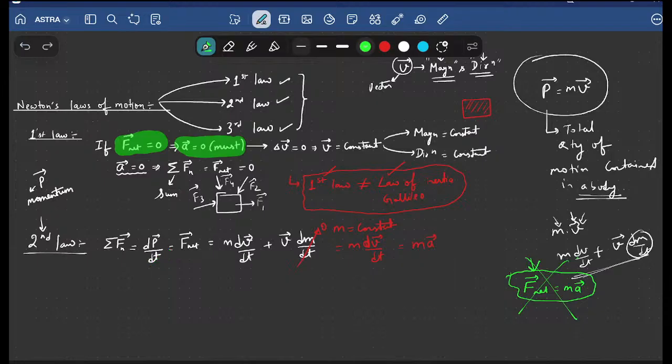Otherwise, what will you do in fluid mechanics, what will you do in the case of rocket propulsion, right? There the velocity in some cases will seem to be constant, but in the case of rocket propulsion, the mass is continuously changing, because the fuel inside the rocket is burning and is ejected out in the form of gas. So the mass is continuously changing, and that is yielding the production of force, right?